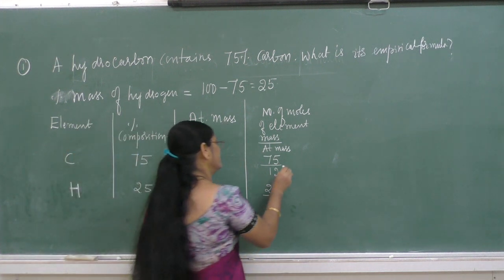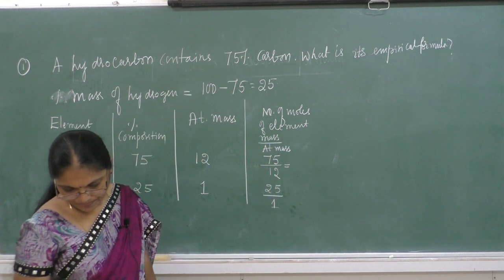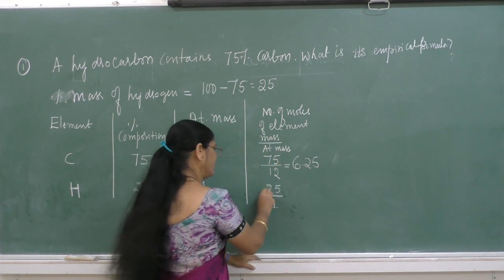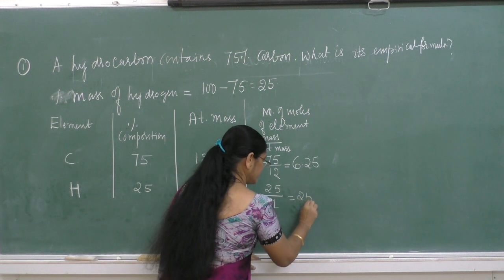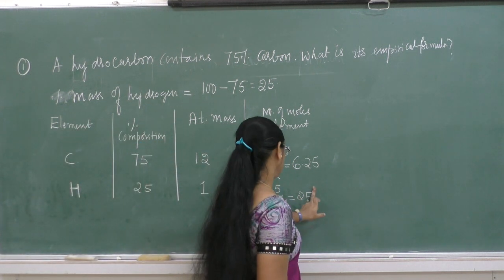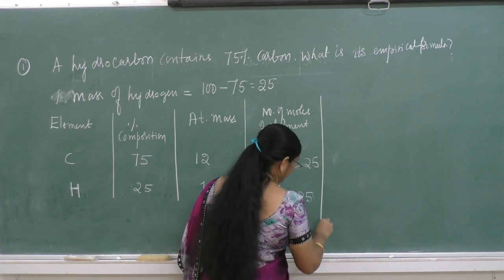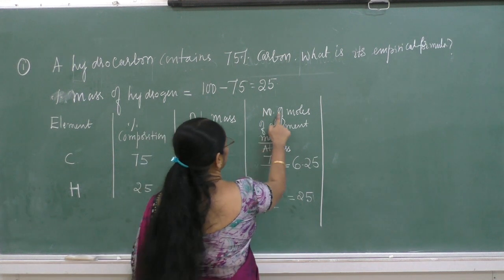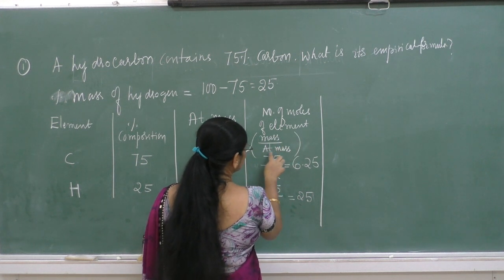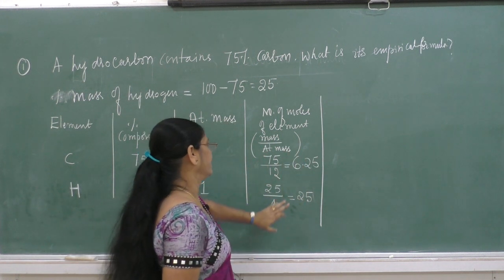1. So 75 divided by 12 is equal to 6.25. Then 25 divided by 1 is equal to 25. So in the next column, this gives the number of moles of the element. This is calculated by given mass divided by atomic mass.